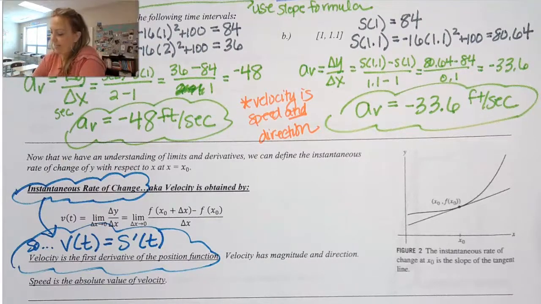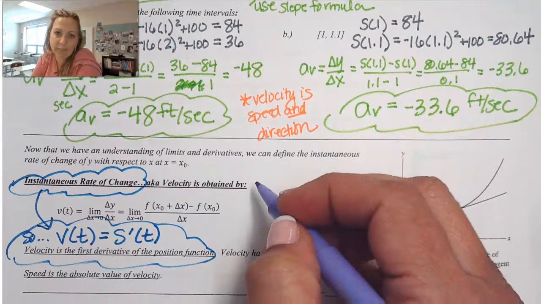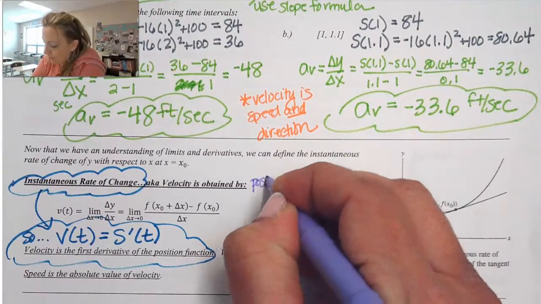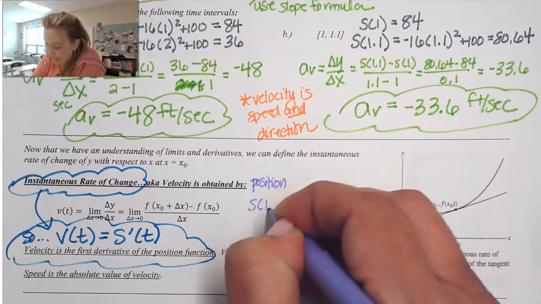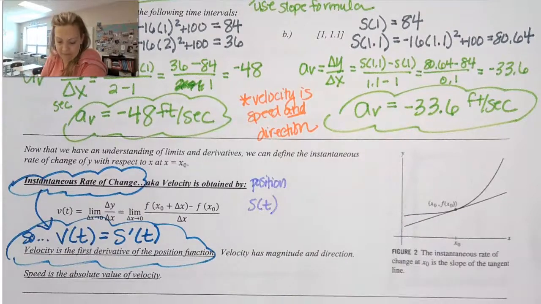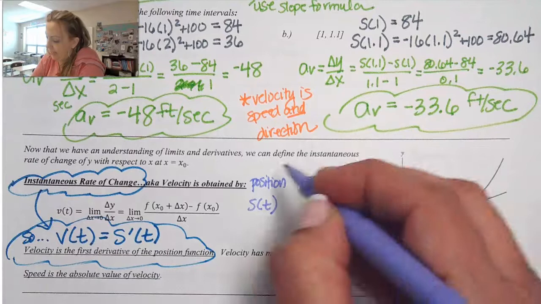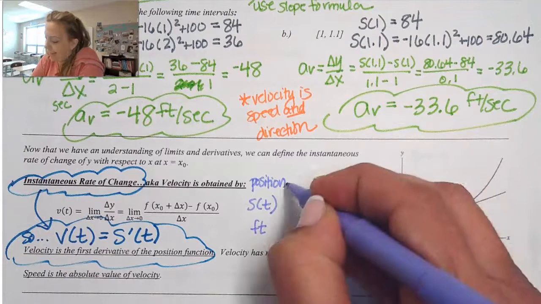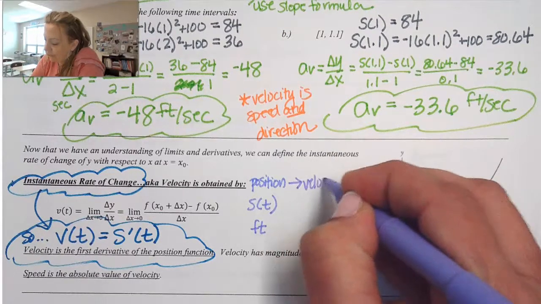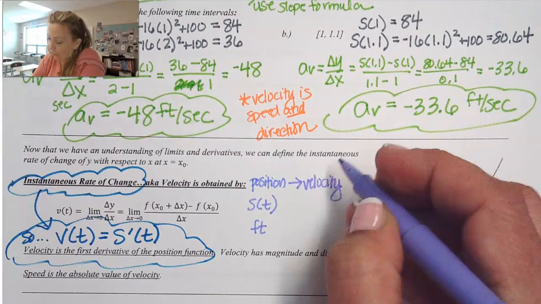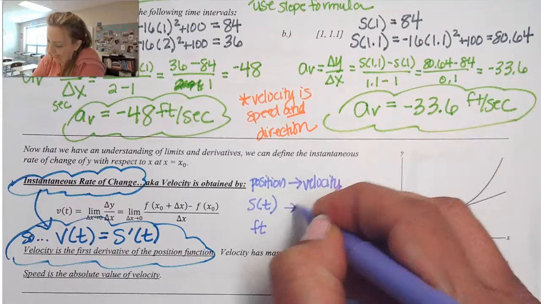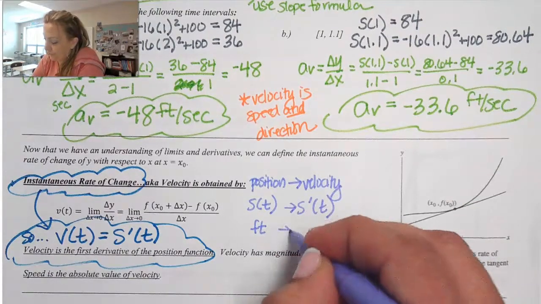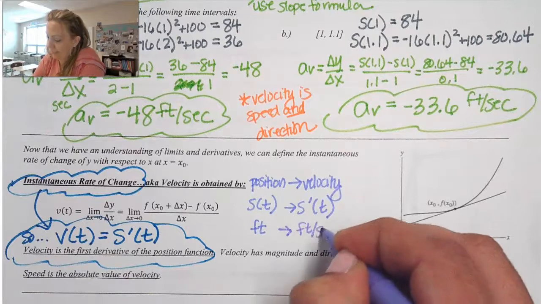Just FYI, and we'll talk about this a little bit more in section 2.3, but when we talk about our position function, that's often defined as s of t, and that's usually in feet. And then we often refer to the velocity. So our velocity is going to be s prime of t, and that is going to be measured in feet per second.